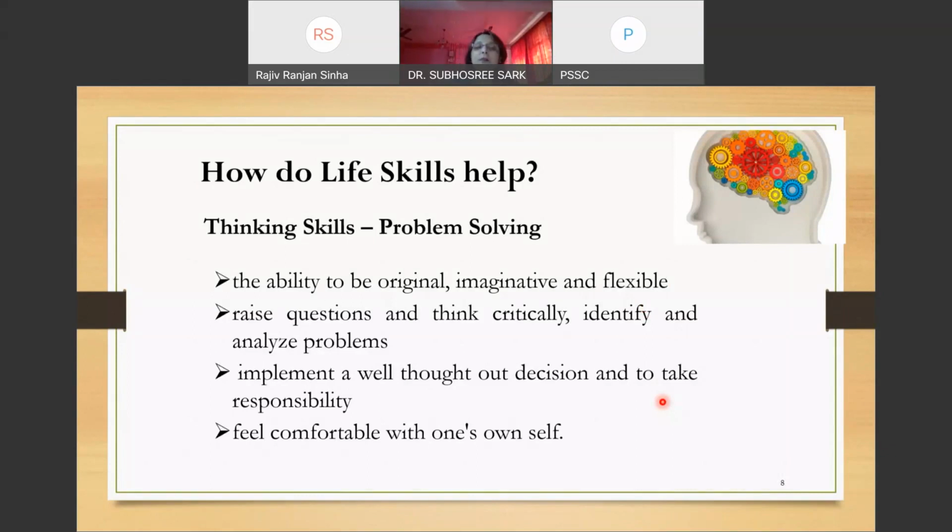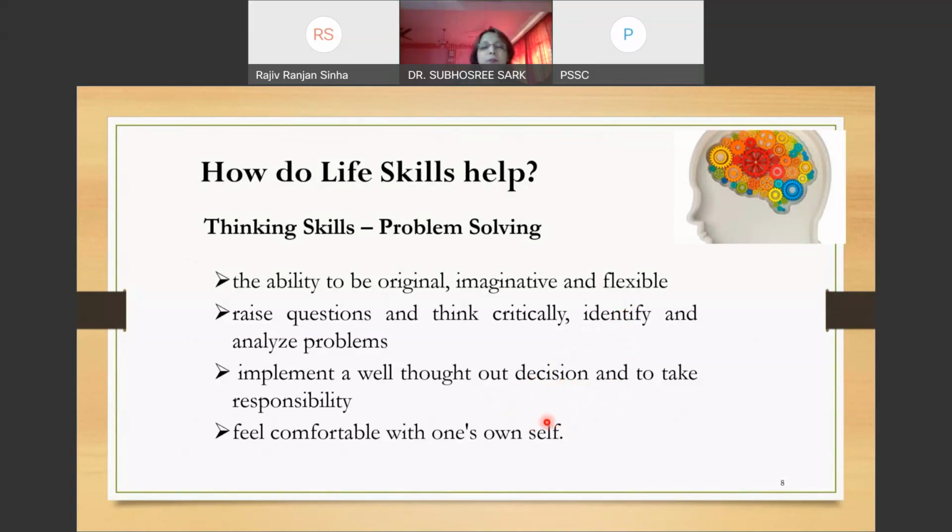Implementation is very, very important because whatever result you have got, whatever you have identified, you should have the conviction to stand with that decision and take responsibility. That means I have taken a tough decision, a decision which is against the normal accepted norms, and I am ready to take the responsibility of its positive effects also or negative effects also. So feel comfortable with one's own self.